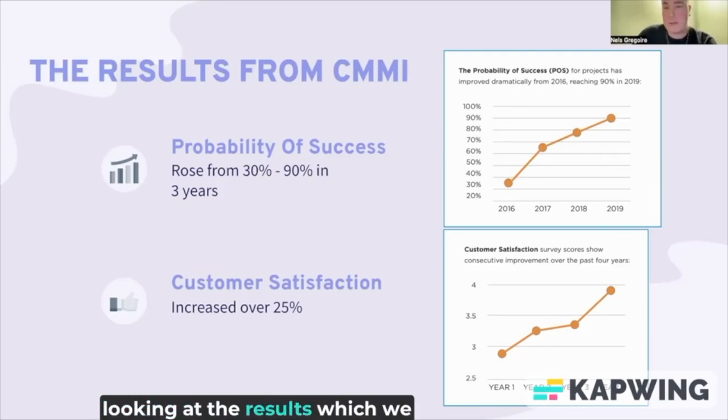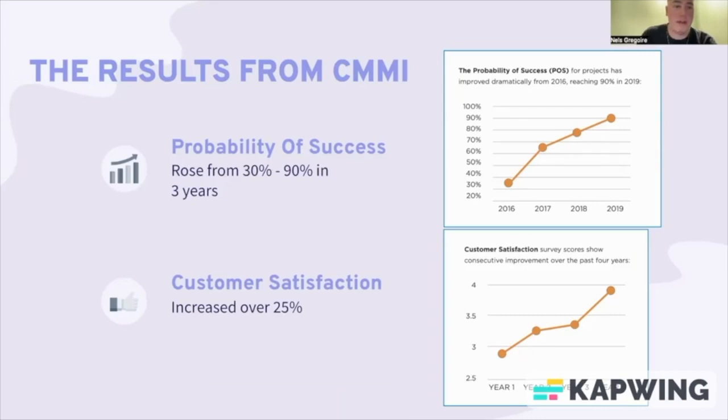So now looking at the results, which we have in the 2 graphs here on the right, ITS's decision to implement the robust CMMI framework led to dramatic improvements. The first being their probability of success for their projects, shown here on the top right, skyrocketed from 30% to 90% in just 3 years, between 2016 when they implemented it, and measuring again in 2019. Additionally, they saw a remarkable increase in customer satisfaction, over a 25% increase in their customer satisfaction scale, which led to a positive impact on their strategic initiatives.